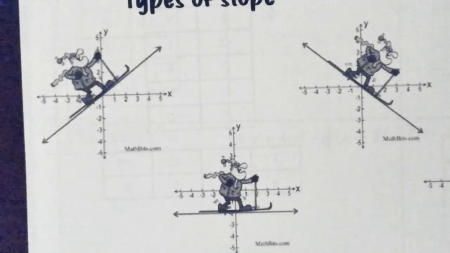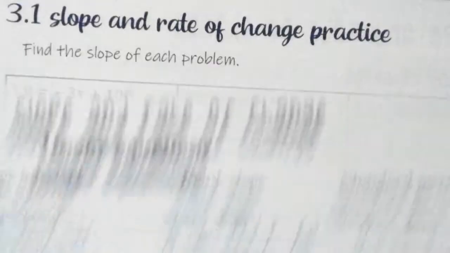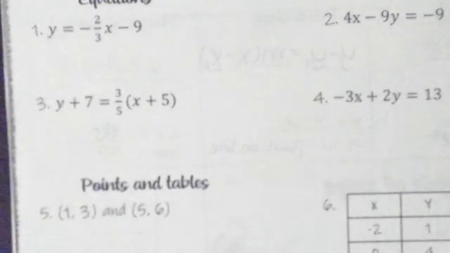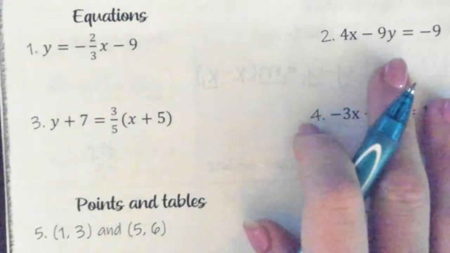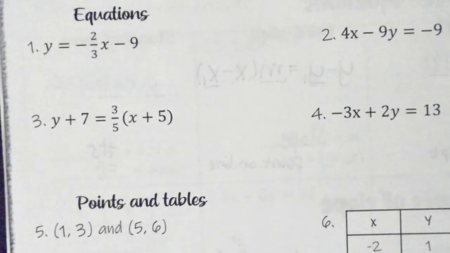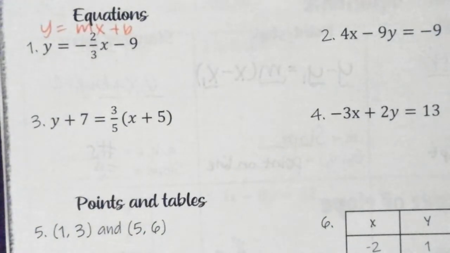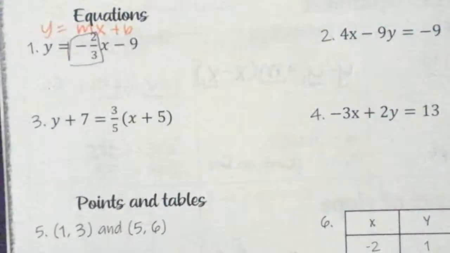Alright, let's look at our types of slope next. Actually, let's flip to the back and let's go ahead and do practice problems for if we're given our equation. So y equals -2/3 x minus 9. So this is written in y equals mx plus b. So that m is that number in front of x, that whole thing. So m, or slope, is -2/3. That is my answer.